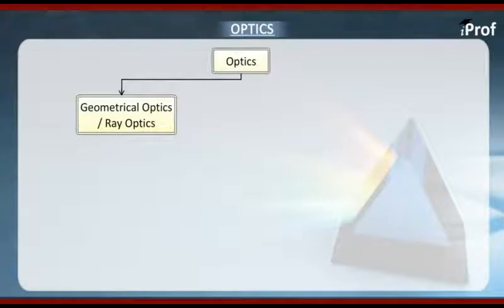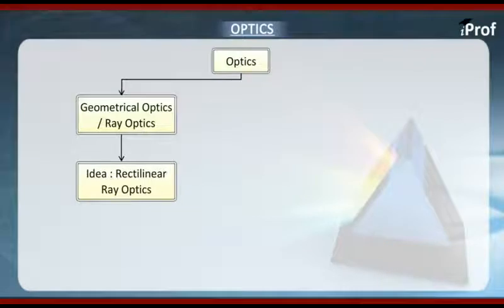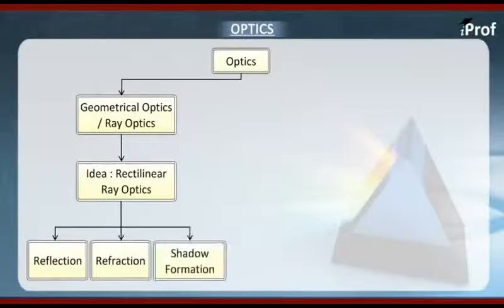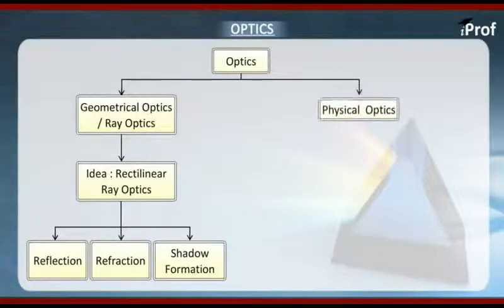Now this branch of optics is based on the idea that light travels in straight line. We put it more technically that it is called rectilinear propagation of light. The entire theory and the entire details are based on this point. Now in this branch of optics, that is geometrical optics, we are going to study three topics: reflection, refraction, and shadow formation.